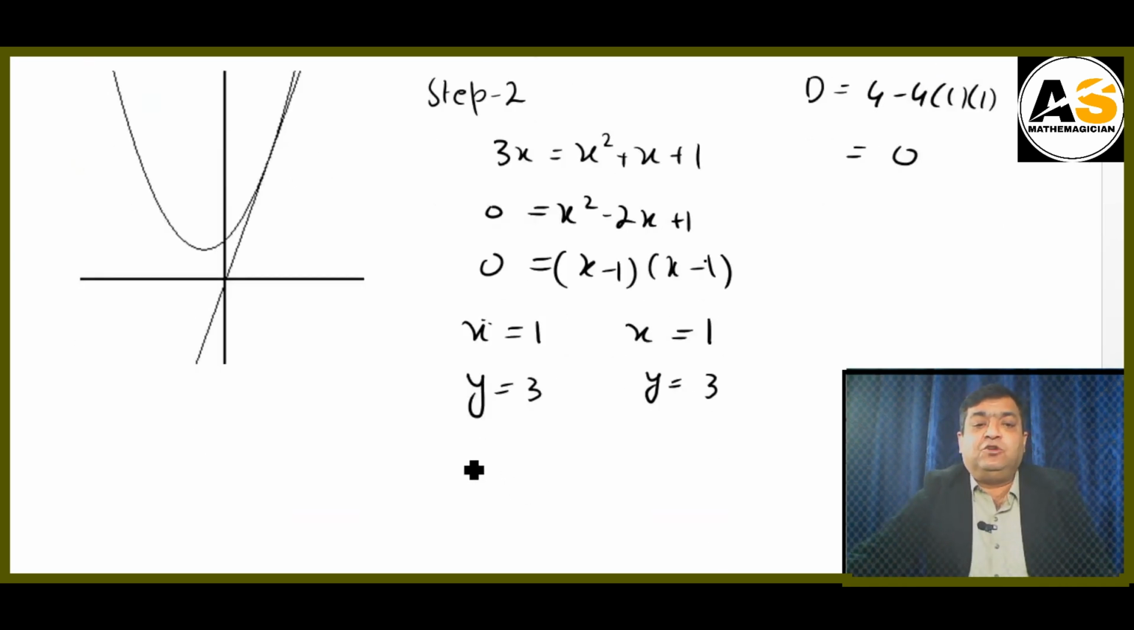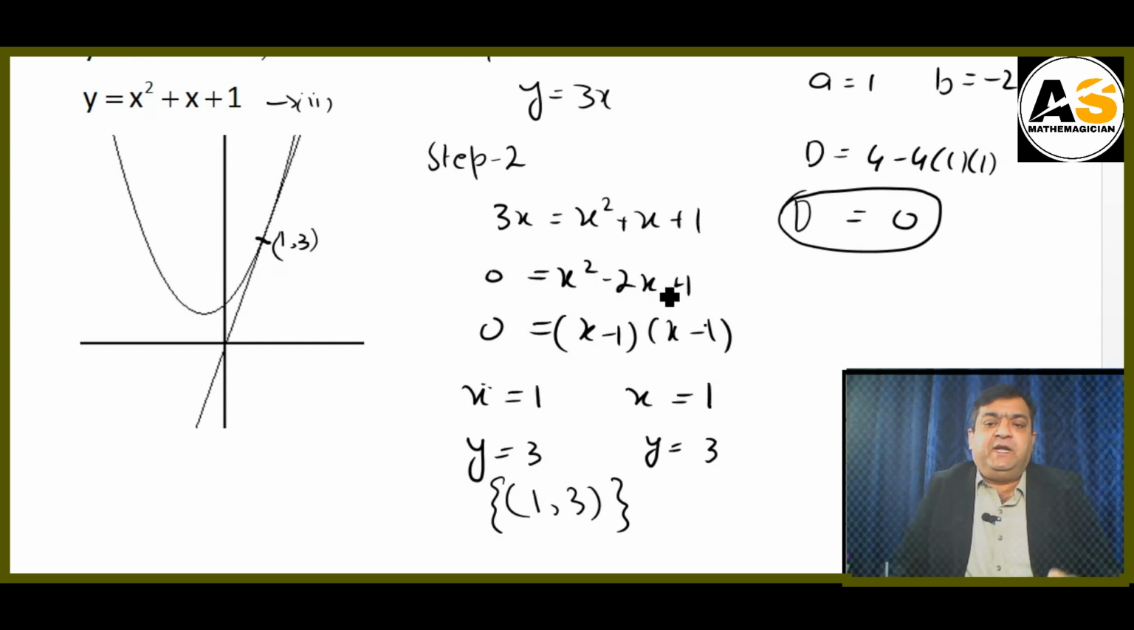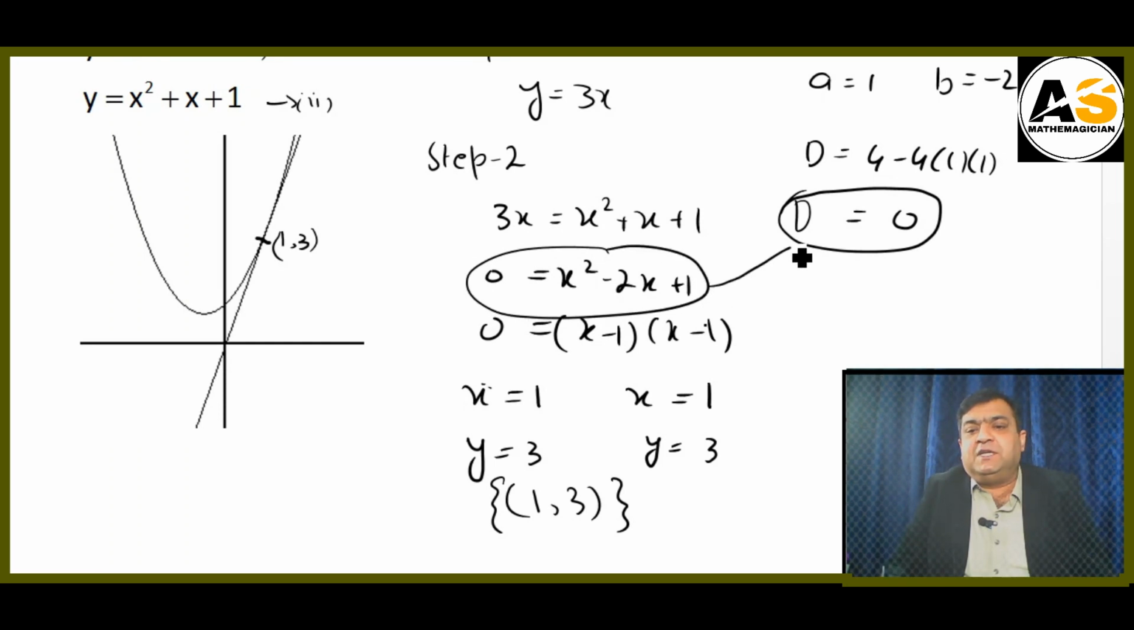So what is my solution over here? You can see our solution is 1, 3, a single point. What does that mean? It means the line intersects the parabolic curve at only one point, which is 1, 3, and this is the condition. In order for a line to be tangent to a curve, tangent meaning it touches the curve at only one point, the discriminant of the quadratic equation obtained must be equal to 0.